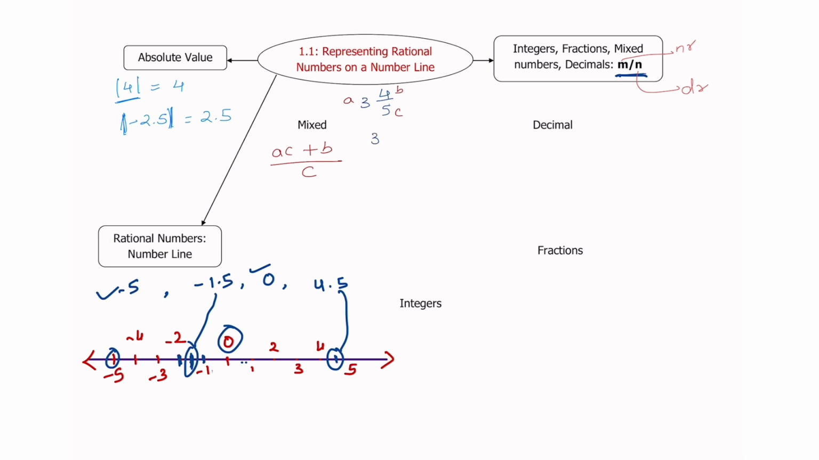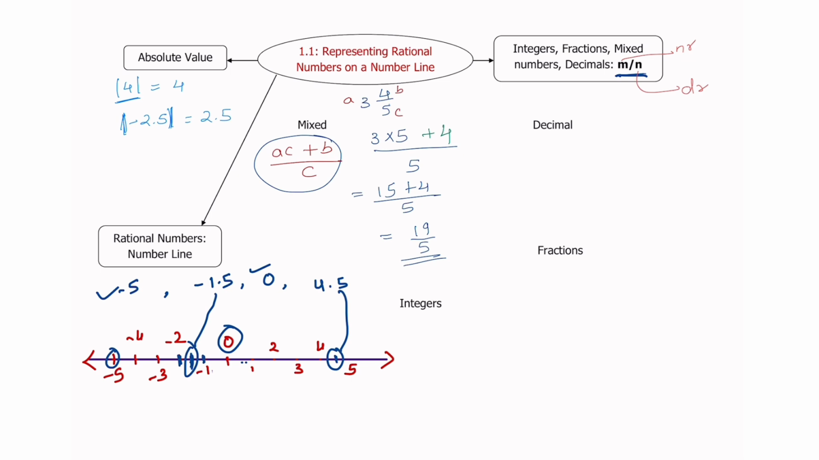Our A is 3 and C is 5. And then plus B, our B is 4 divided by C, which is 5. So you just have to substitute the values here. Remember this, and it is much simpler, which is equal to 3 times 5 is 15 plus 4 as it is and 5 at the bottom, which gives us 19 over 5, and it's done.